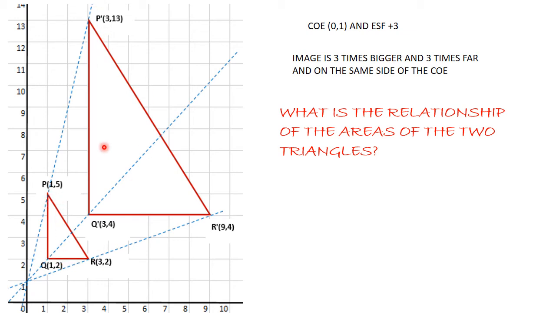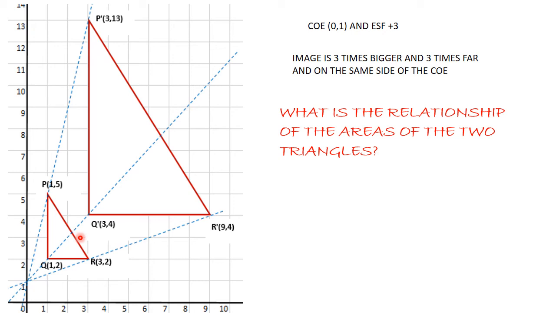What about P prime, Q prime, R prime? The distance from Q prime to R prime is 9 minus 3, which is 6 units. Again, P prime to Q prime should be 13 minus 4, which is 9. So we have 9 times 6 times a half. That's half base times height. Half of 6 is 3, times 9 is 27. So the area of this one here is 27.